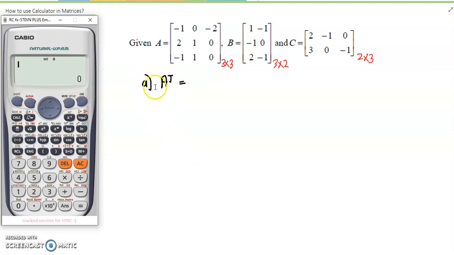First question, we are going to find the transpose of A. So we go to Shift 4. Look at here, number 8, transpose. Transpose of matrix A. So Shift 4, we select matrix A, number 3. Then the transpose of matrix A will be -1, 2, -1, 0, 1, 1, -2, 0, 0. Now we are settled with the transpose.